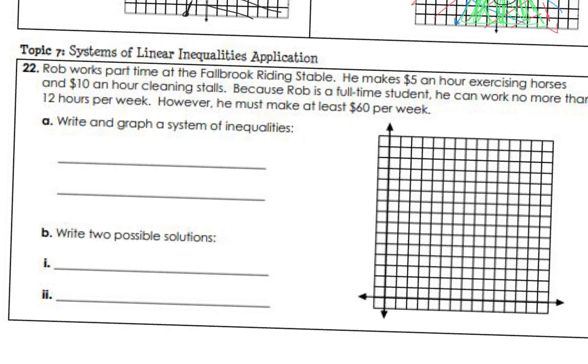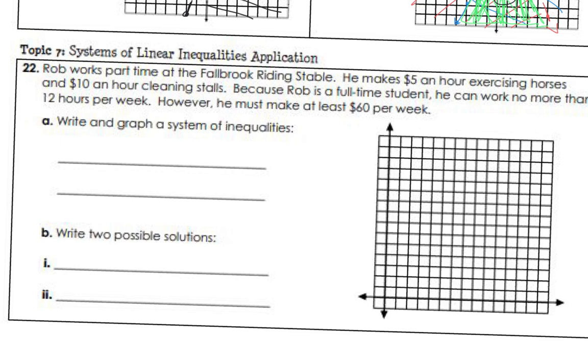All right. Rob works part-time at the Fallbrook Riding Stable. He makes $5 an hour exercising horses, $10 an hour cleaning stalls. Because he's a full-time student, he can work no more than 12 hours per week. However, he must make at least $60 per week.